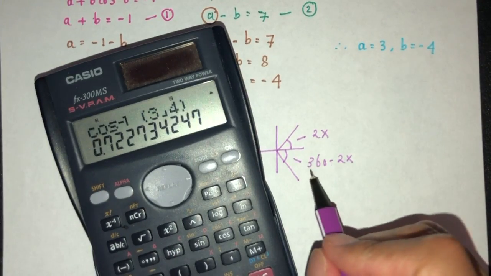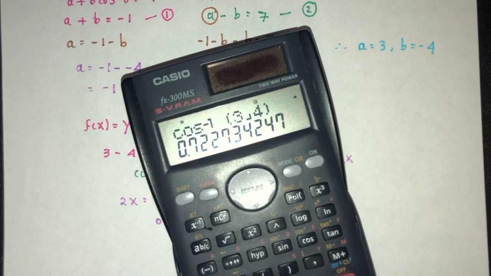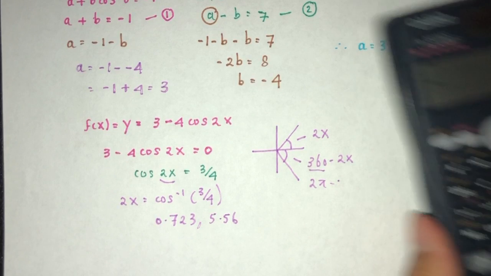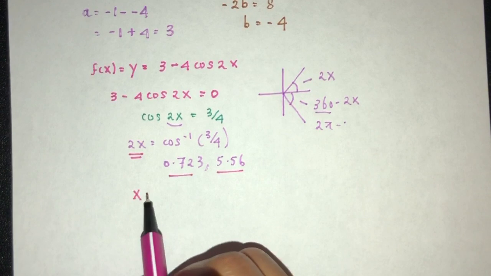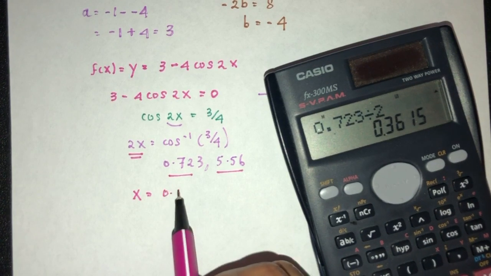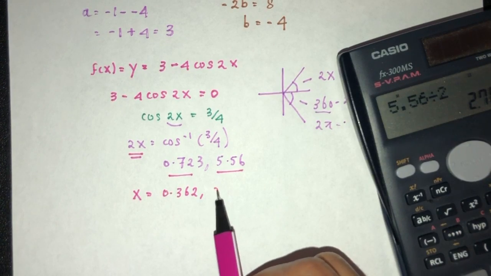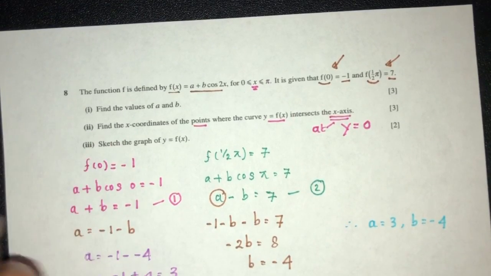Now for this one, 360 degrees is also 2 pi. 2 pi minus 2x was found to be this. So 2 pi minus the answer should be 5.56. Okay, those will be the two values that we have for 2x. Now obviously we're trying to find the value of x, so divide by 2. 0.723 divided by 2 is 0.362, and then 5.56 divided by 2 is 2.78. These will be the values of x that we have for part 2 of the question.